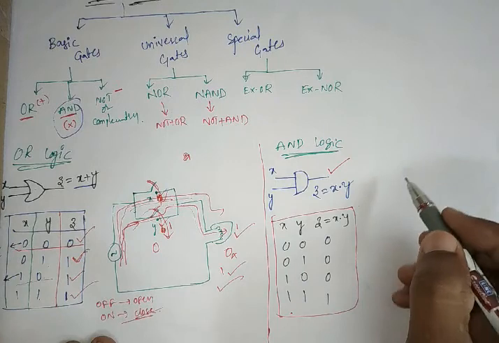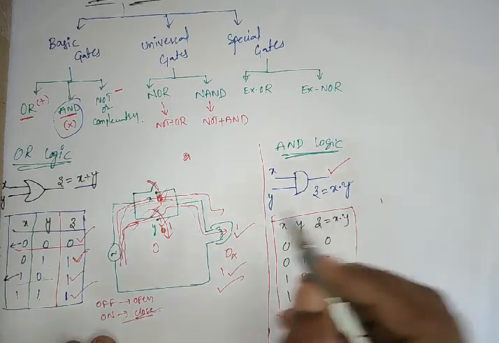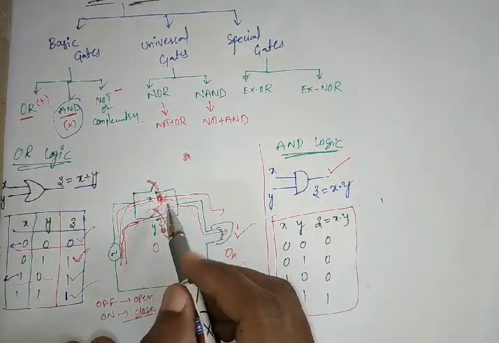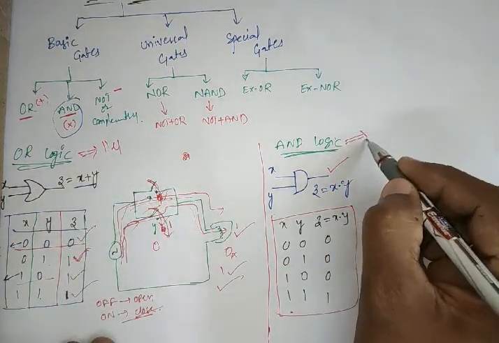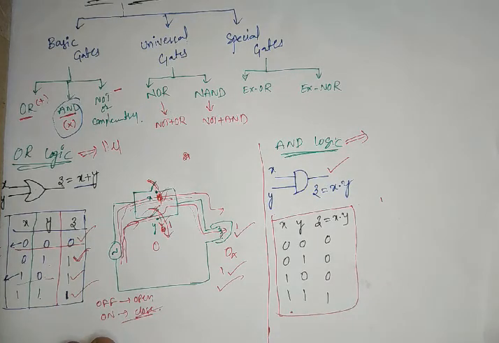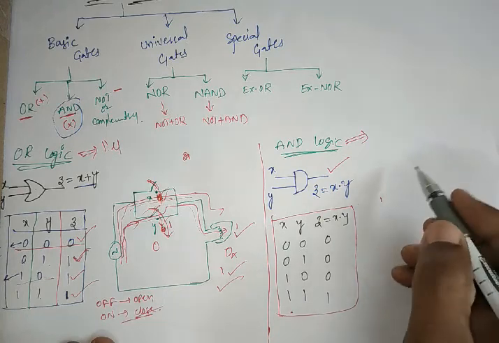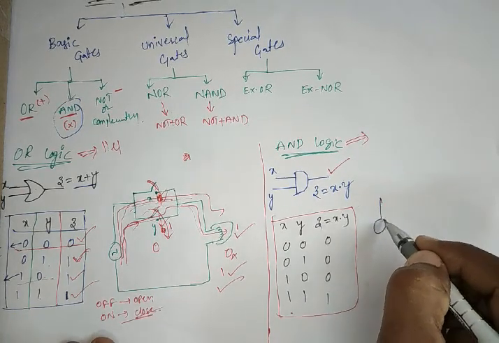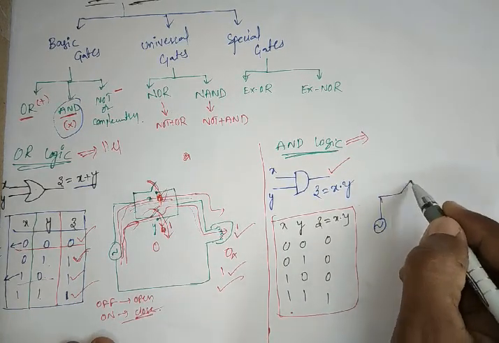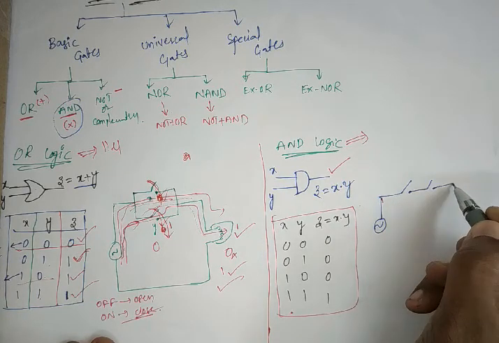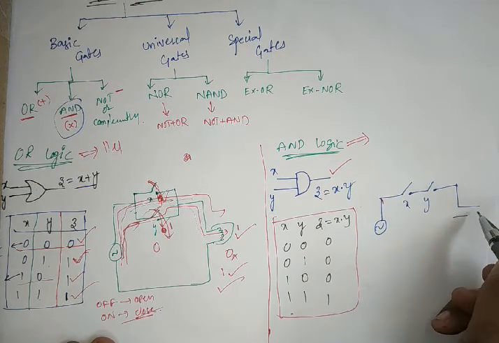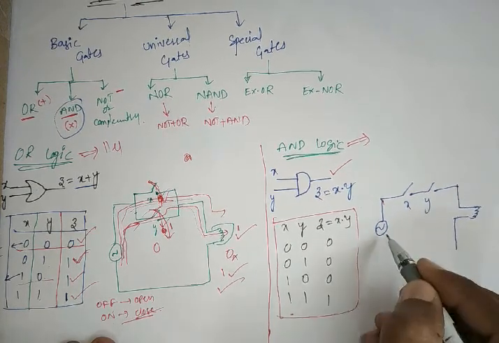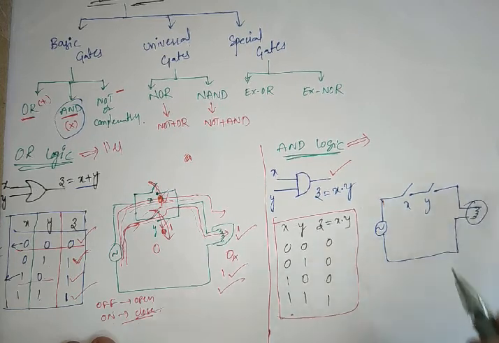Now the switch representation. In OR logic, two switches are connected in parallel. In AND logic, two switches are connected in series. Now we'll see what the output is when you connect the switches in series. Here is the supply. Series means like this, two switches, X and Y, and this is the bulb.